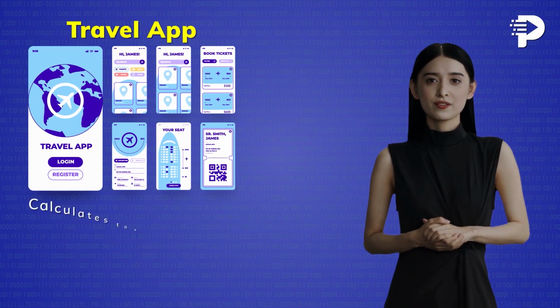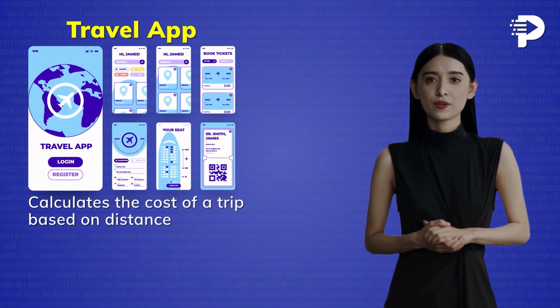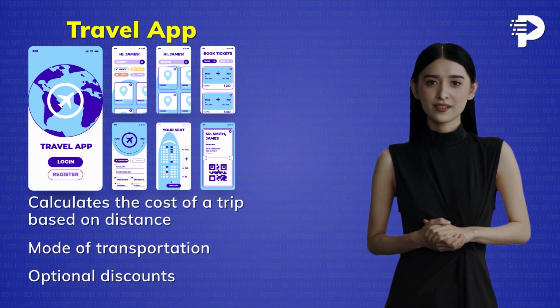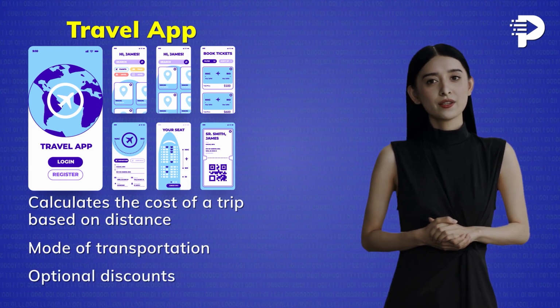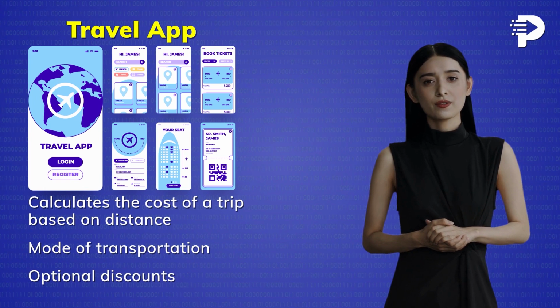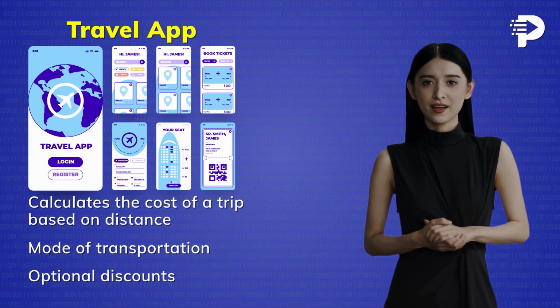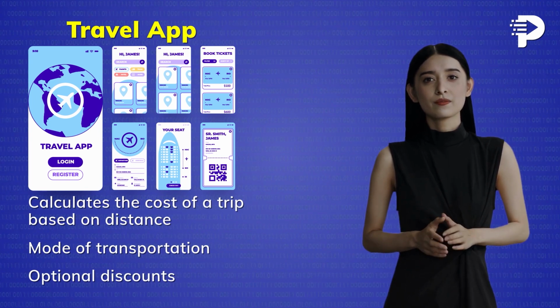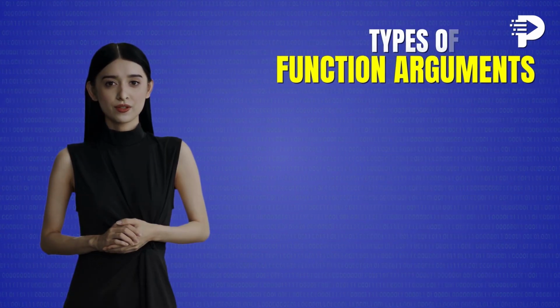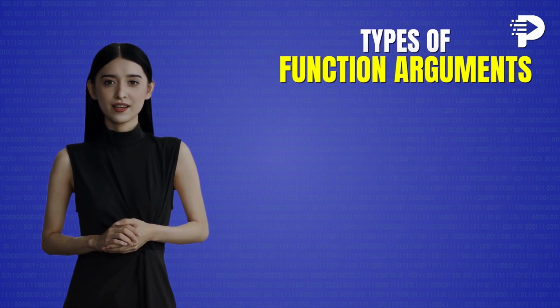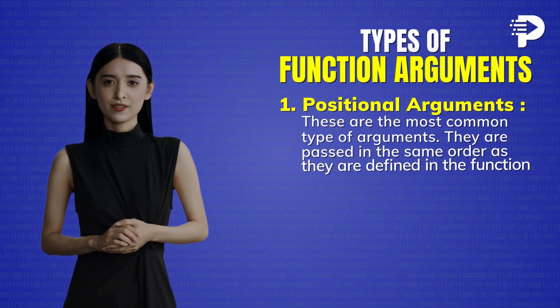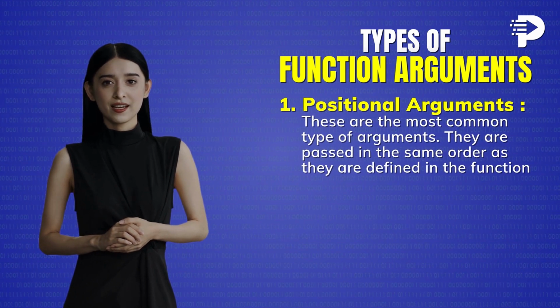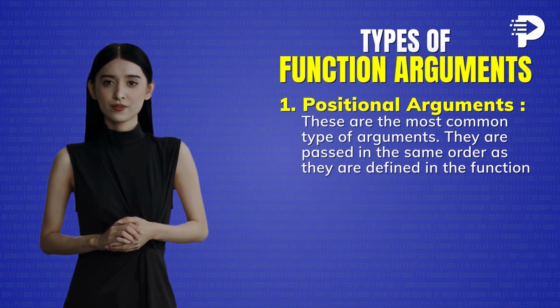Imagine you're building a travel app that calculates the cost of a trip based on distance, mode of transportation, and optional discounts. You will need a function that takes different types of arguments to handle various user inputs. There are three main types of function arguments in Python. First, positional arguments. These are the most common types of arguments. They are passed in the same order as they are defined in the function.